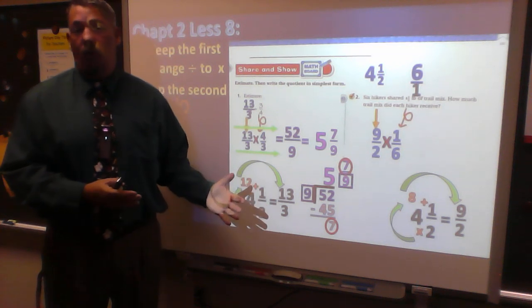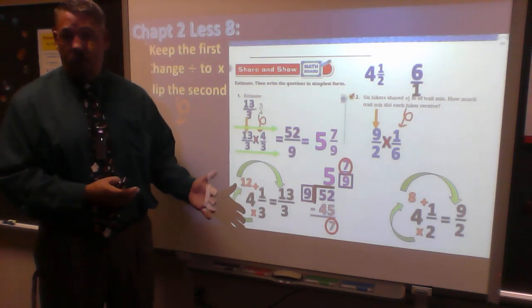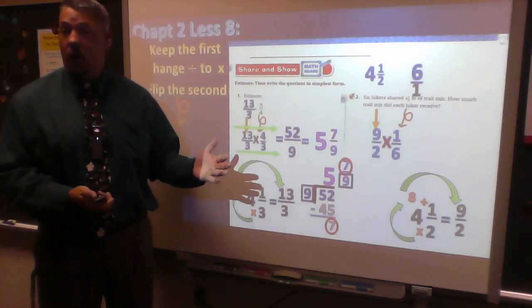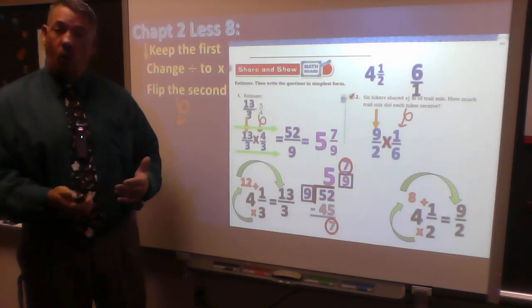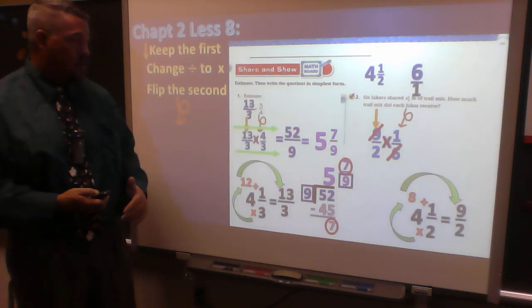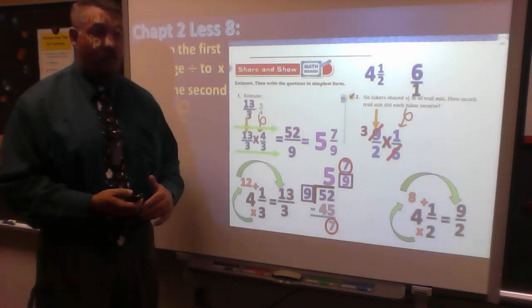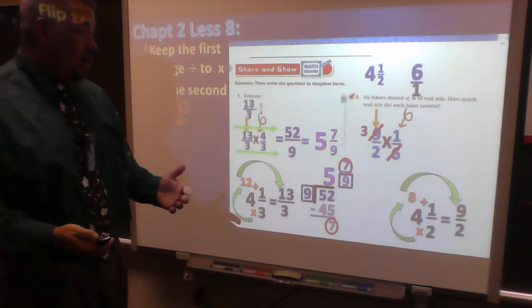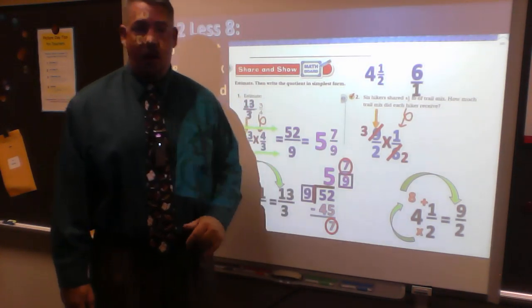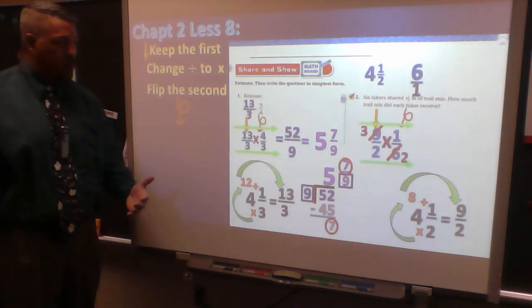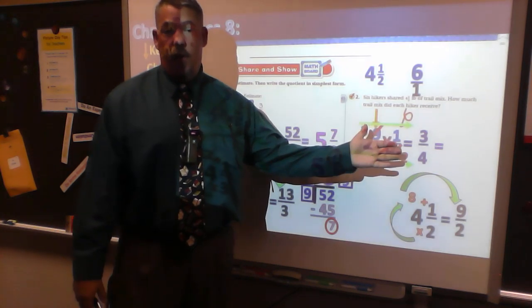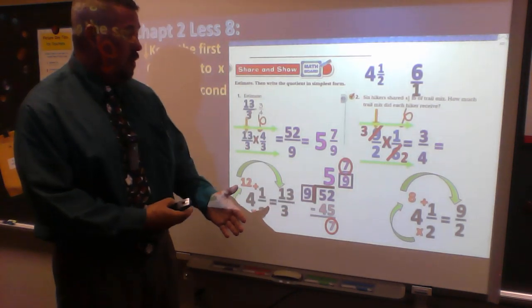Then I see if I can cross reduce. Well, 1 and 2 can't, that's as low as I can go. But 6 and 9, 3 will go into both of those. So I'm going to cross reduce with 3's. And 3 will go into 6 twice, and 3 will go into 9 3 times. Smaller numbers make my math work easier. So now I'm going to multiply across. I have 3 times 1, which is 3, and 2 times 2, which is 4, and that's a regular fraction, so I know I've gotten to my answer.